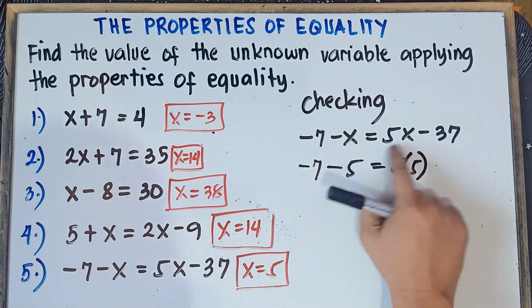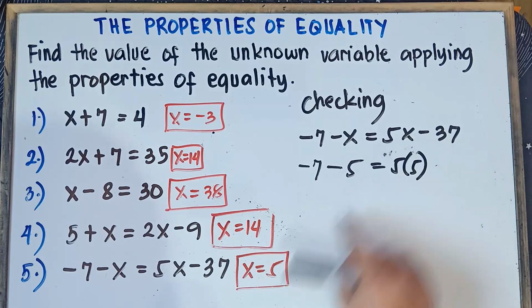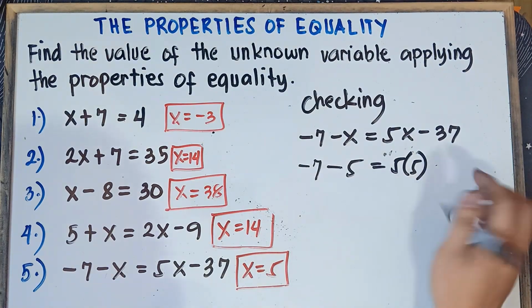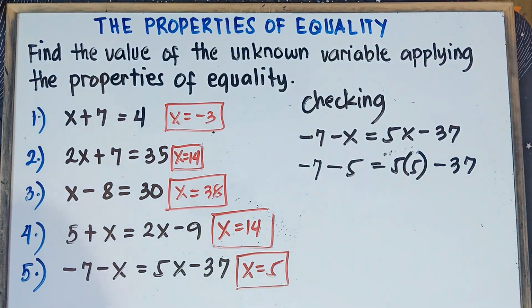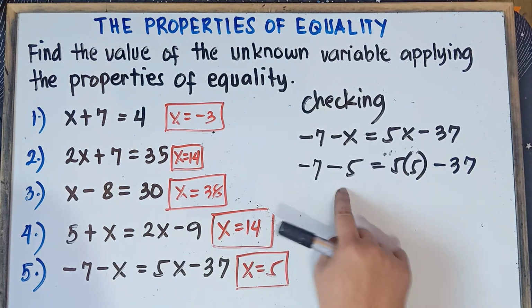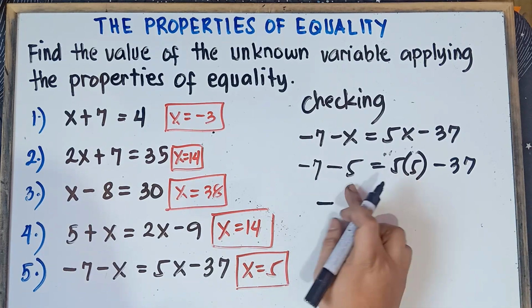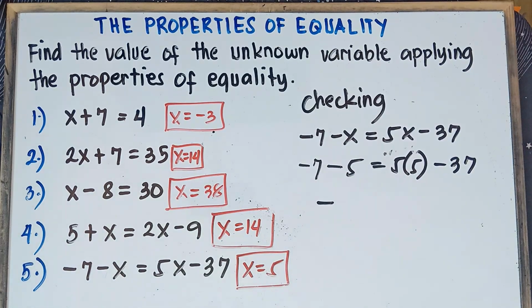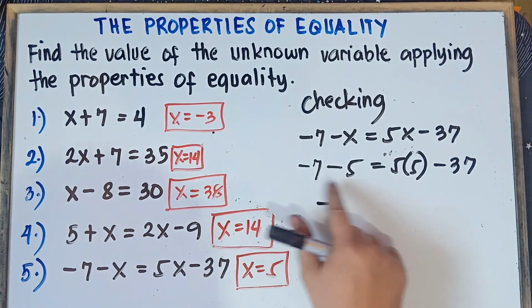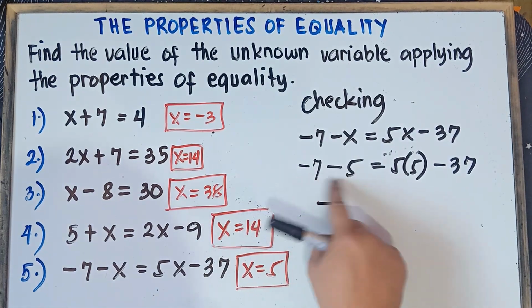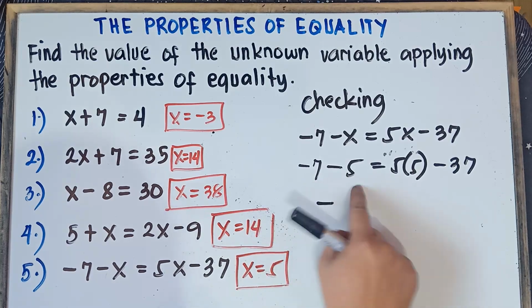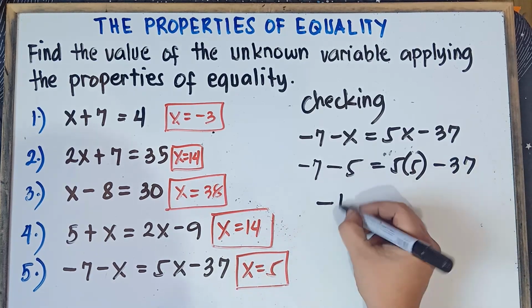So once again, class, if you have 5x, it means 5 times x. Our x value, that will be 5. So that will be 5 times 5 minus 37. Alright, so negative 7 minus 5, both negative. Simply copy negative sign, then you add the numbers. Once again, class, do not be confused. If you have this kind of expression, both negative, simply copy negative sign, then you add the numbers. 7 plus 5, that would be 12.